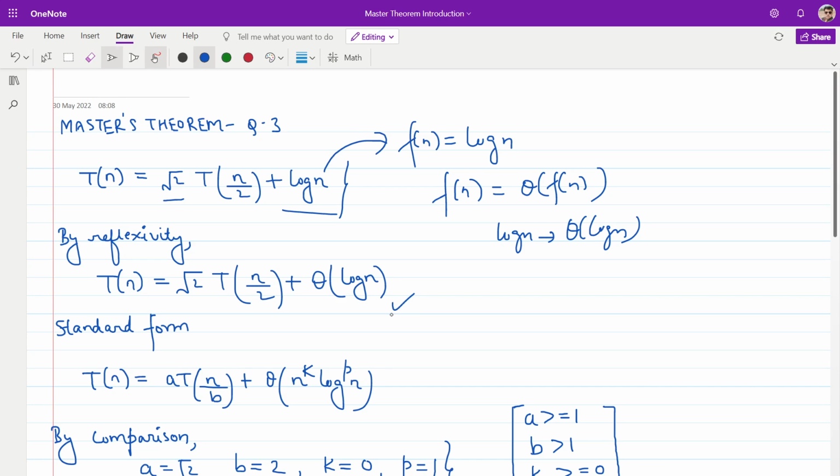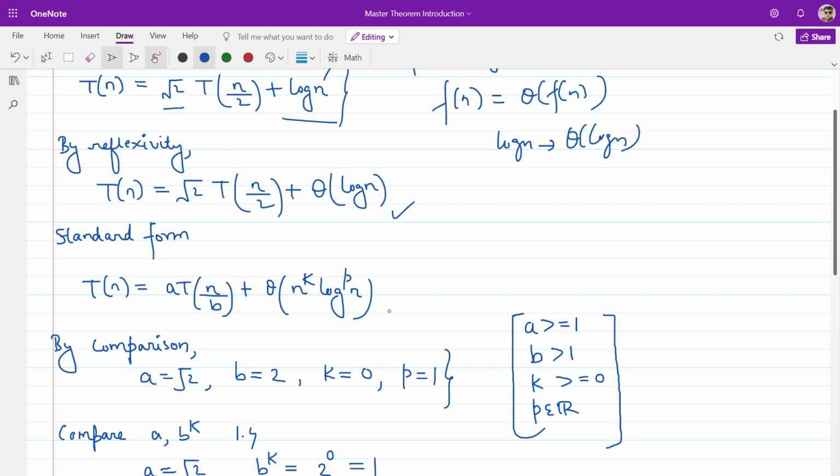So after step 1, we are supposed to estimate the values for the coefficients a, b, k and p. Now this is the standard form. So we have converted the recurrence equation into the standard form, and now we are supposed to find out the values for the coefficients a, b, k and p. Okay, and this will be done by simple comparison. So what we find out is that the value of a is equal to root 2, value of b is equal to 2, value of k is equal to 0.